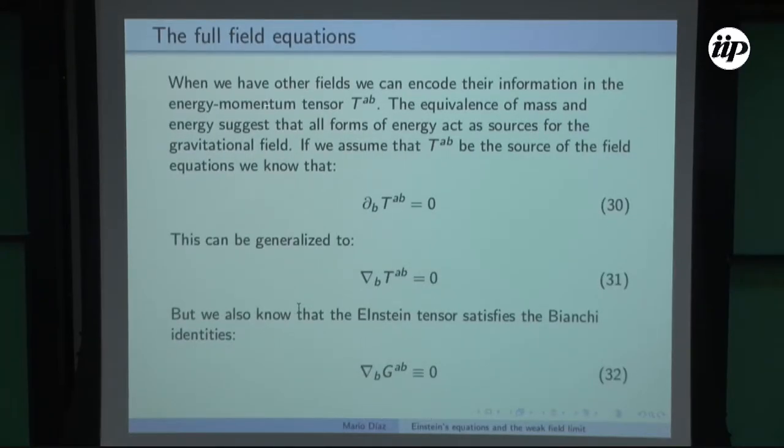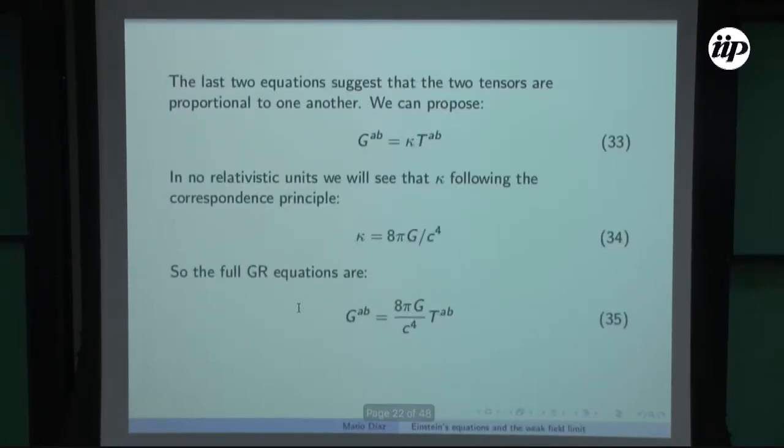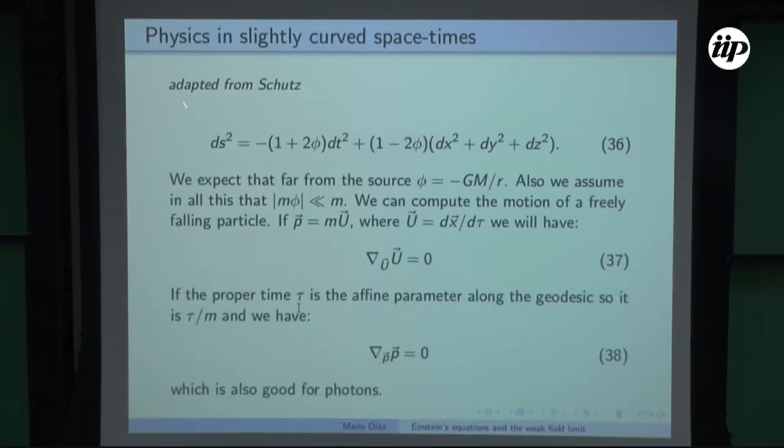Now, the full field equations. I mentioned that this is the conservation law that we want to respect. We can generalize this to this, but that means that also the covariant derivative of this is zero, and we know because of identities that the Einstein tensor satisfies that this is also true for the Einstein tensor. So this shows a connection between the two quantities. And so the idea then is to make them proportional, and making it proportional so that in the weak field limit you obtain Newton's theory, the full GR equations are this. The Einstein tensor is proportional to the energy matter content of spacetime. So we finally got Einstein's equations, and now we're going to go into the weak field limit.